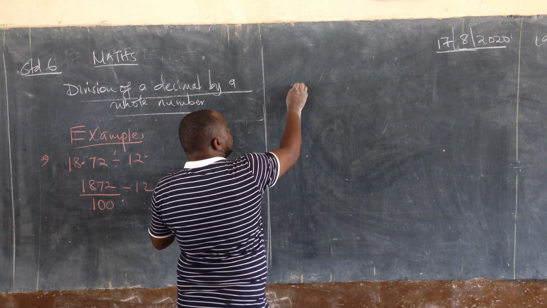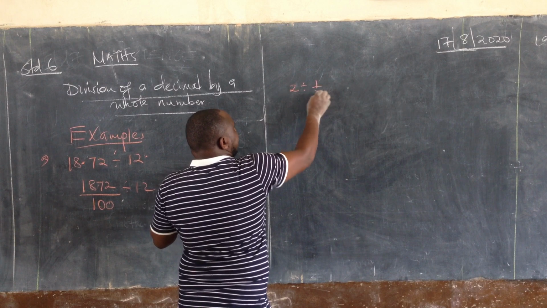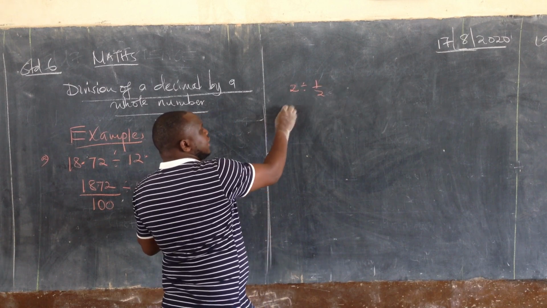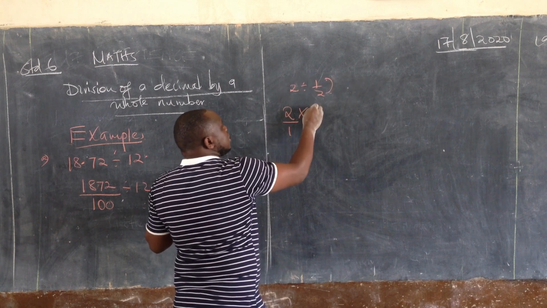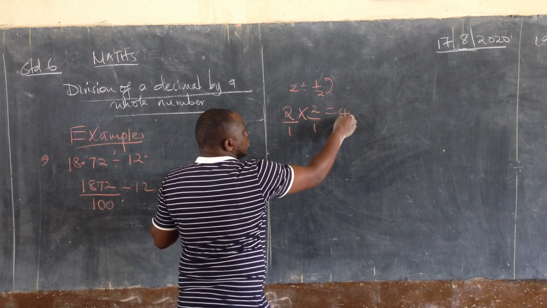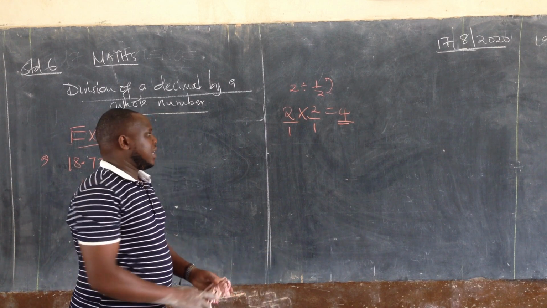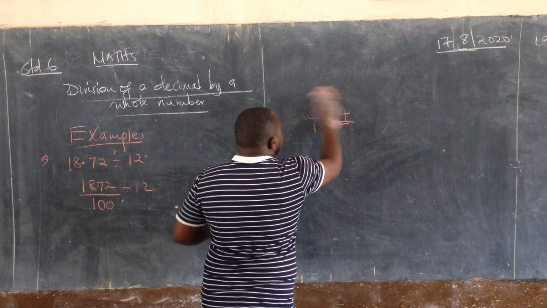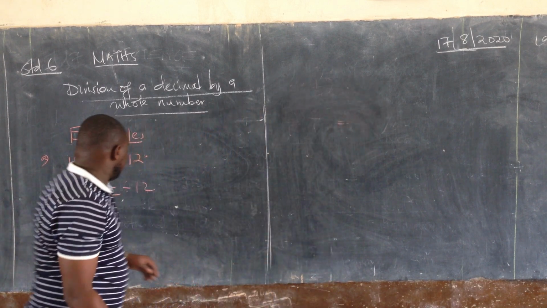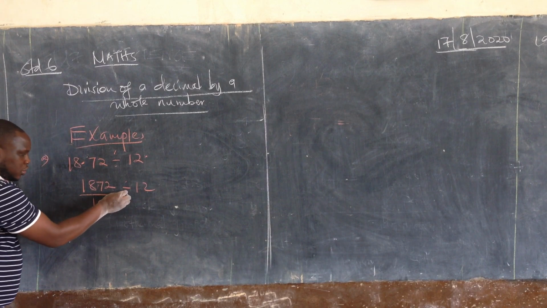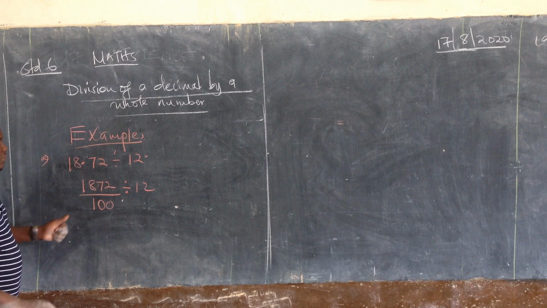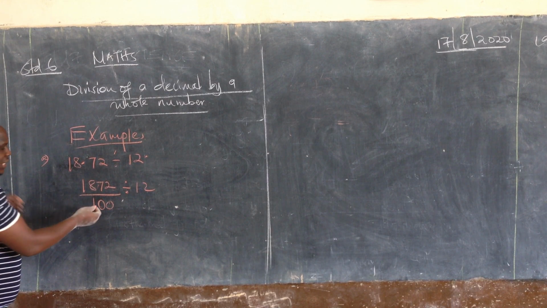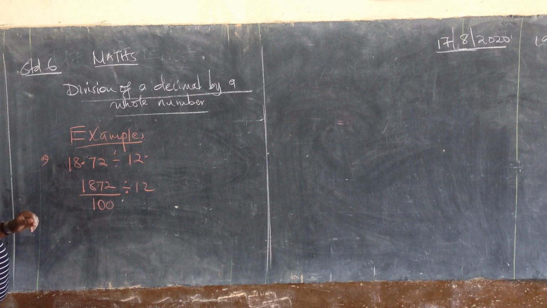Like when you are taking 2 divided by a half. What are you doing? Taking 2 over 1 times the reciprocal of this, which is 2 over 1. You get 4. So in this lesson, you realize that we are going to use reciprocals. I don't want to use the other method because you may not get it right when you are at home. But with this one, you can understand it right.